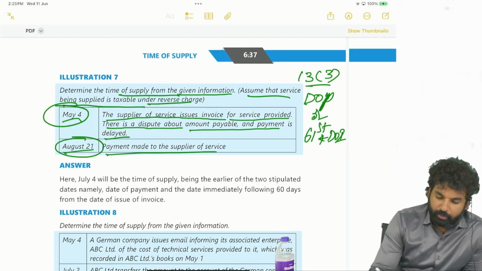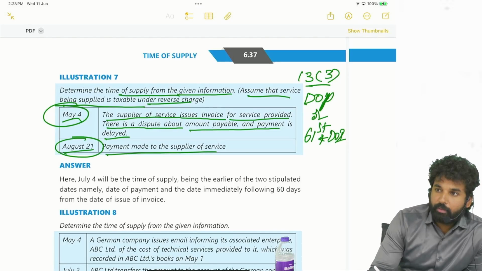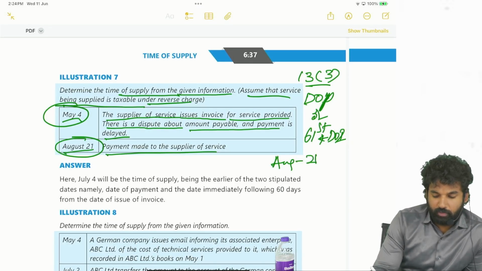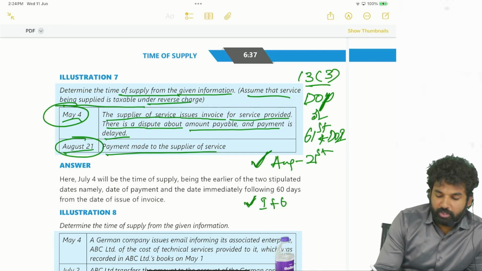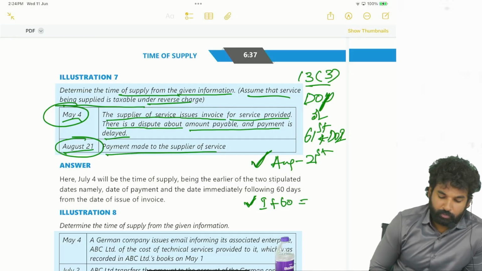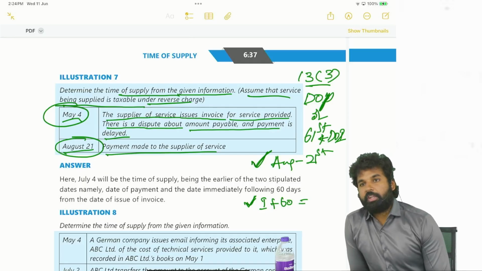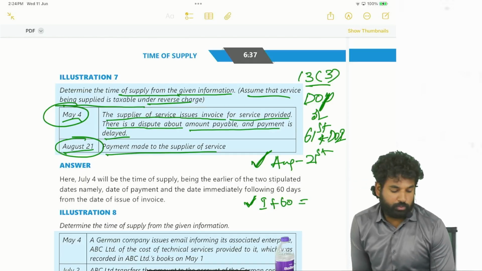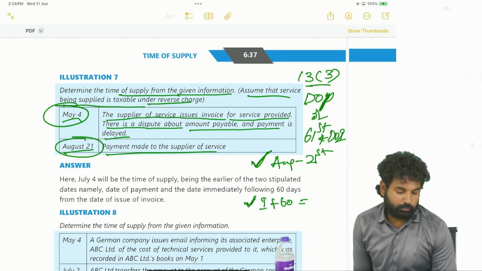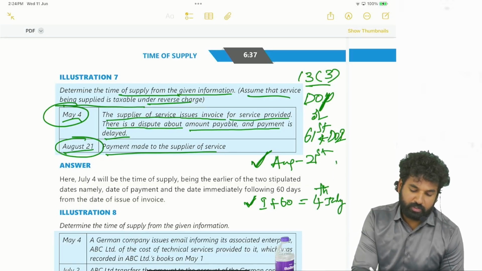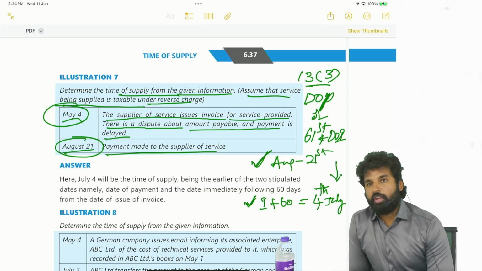What is the date of payment? August 21st. Okay, this will be one date. And what will be invoice date plus 60 days? May 4th plus 60 days is 4th July. Whichever is earlier, 4th July will be the time of supply.